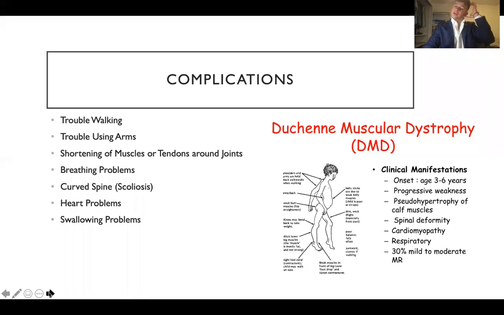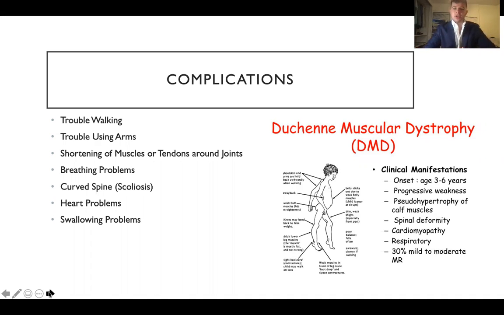So some of the complications for muscular dystrophy include trouble walking, trouble using their arms, shortening of muscles or tendons around the joints, breathing problems, curved spine, heart problems, and swallowing problems. These are all because the muscles are deteriorating in the body and basically becoming weaker over time.